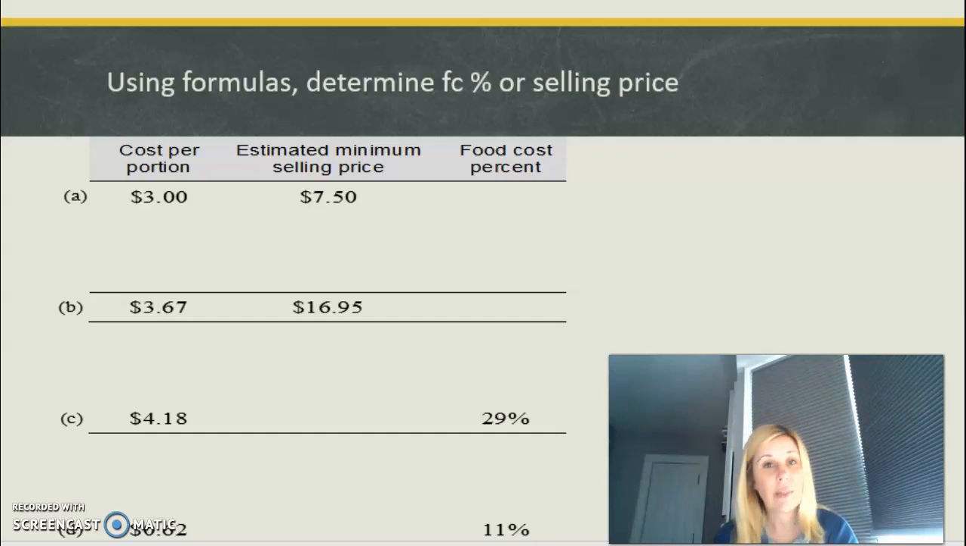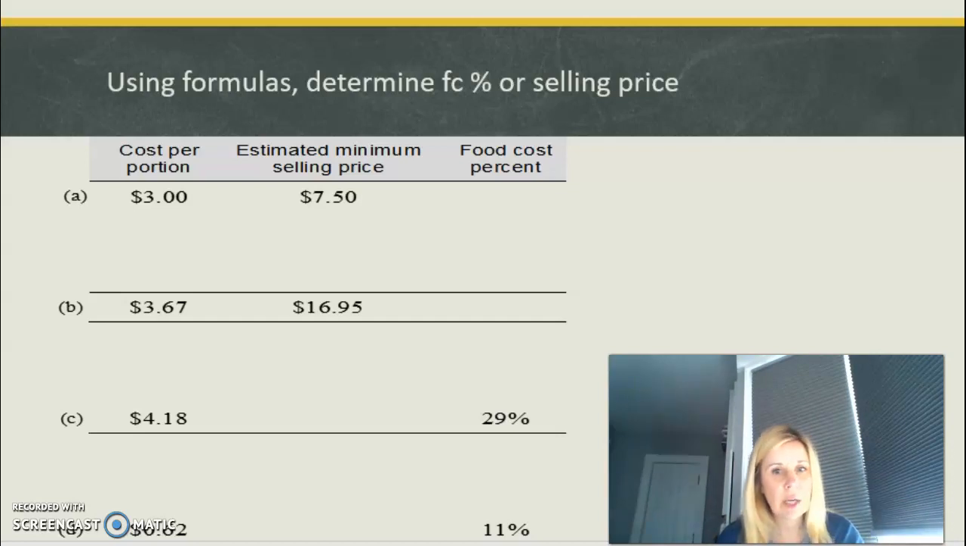Next, cost proportion $3.67. Divide that by the selling price that's on the menu, $16.95. This item is running a 21.65% food cost. That's in line if we want to stay around 30%. Next, they're going to give us $4.18 as the cost proportion, and now they tell us we want this item to run a 29% food cost. So $4.18 divided by the required food cost percent, what we need to run of 29%, gives us our selling price, which is $14.42.